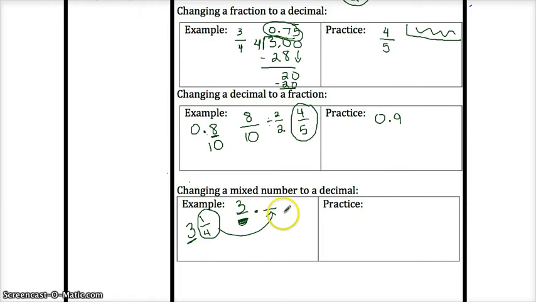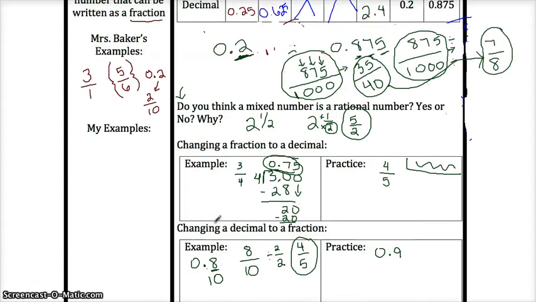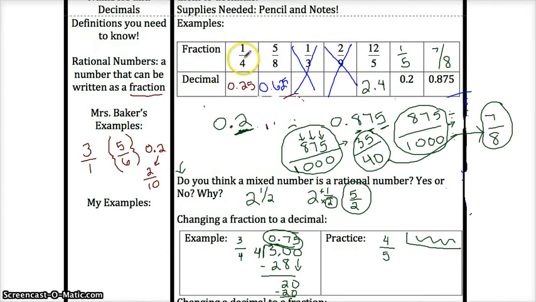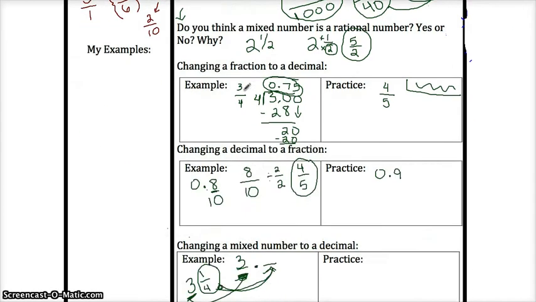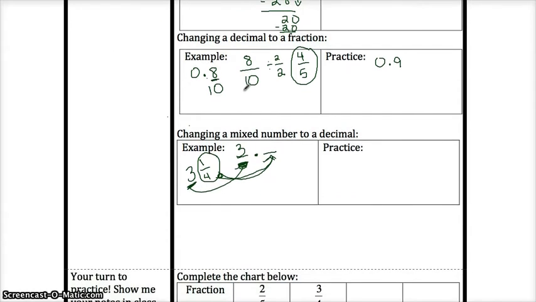So I can look at it this way: do my whole number right here in front of the decimal point, and then my fraction, once I change that to a decimal, is going to go right here after the decimal point. So I think we actually did 1 divided by 4 up here. We did. So 1 divided by 4 is 0.25. We already found that out.